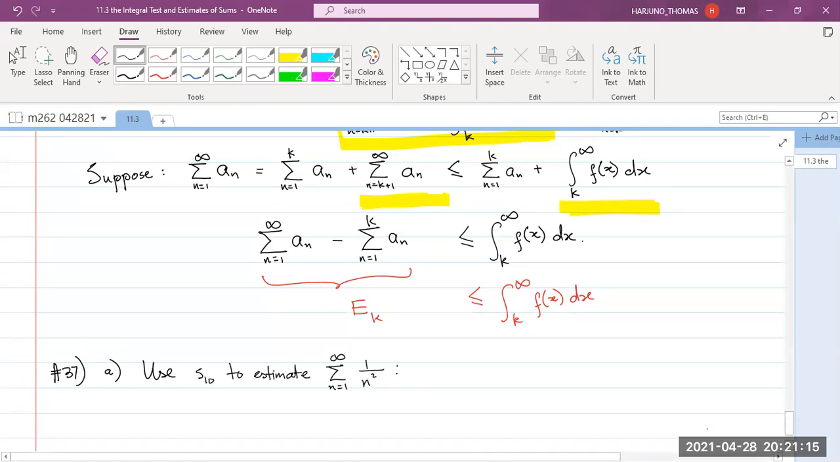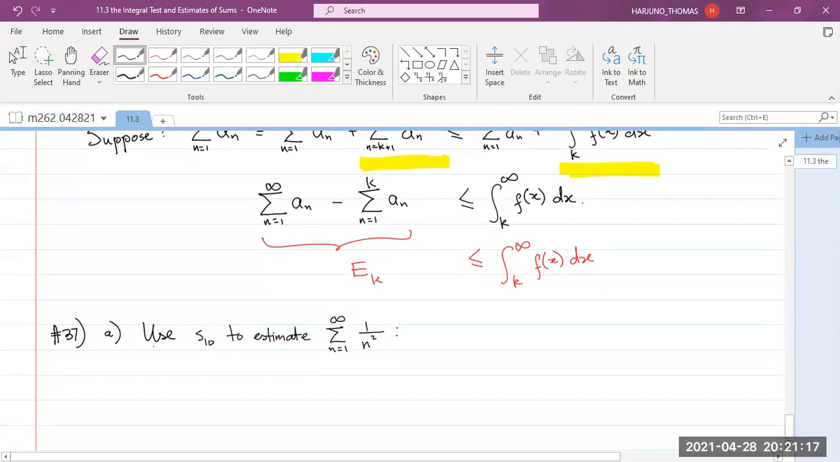Okay, so what we will do is the solution. The first part, what is S10? S10 is 1 over 1 squared plus 1 over 2 squared plus 1 over 3 squared, all the way to 1 over 10 squared.